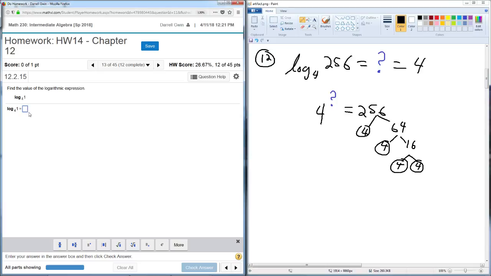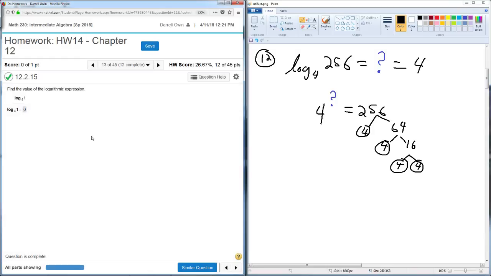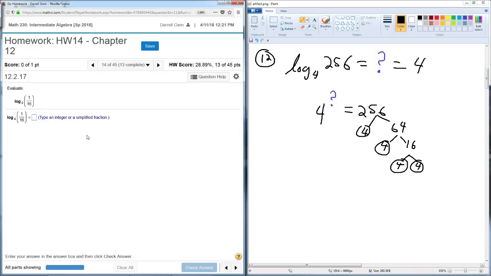I'm going to skip anything to the 4 to the power of blank equals 1. Anything to the power of 0 is equal to 1. Four to the power of blank equals negative 1 over 16. Well, 4 to the power of negative 2 equals 1 over 16.